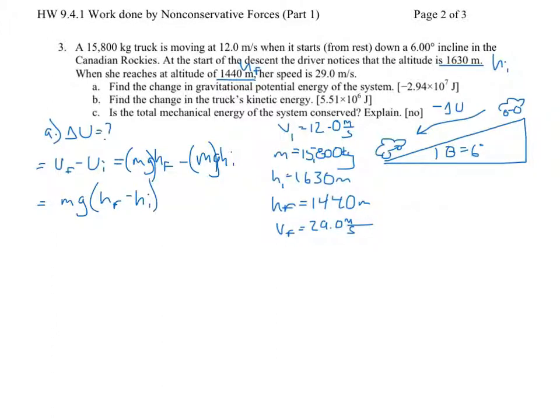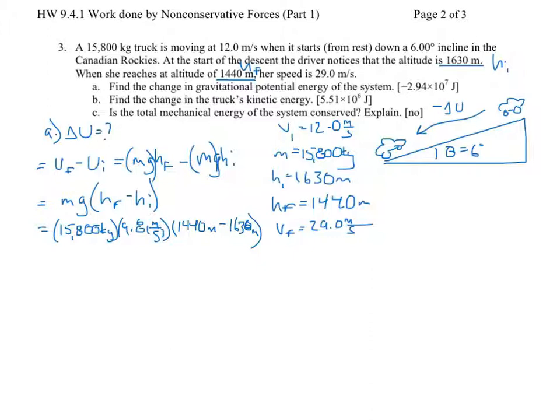The reason for that is because the mass of the truck is going to be a lot of numbers that take up space, so I'm just going to put it once out front. So that mass is 15,800 kilograms, and of course g is 9.81 meters per second squared. Oh, I don't want to put an equal sign yet. Times, those are all times what? The final height minus the initial height. Well, that's 1,440 meters minus 1630.